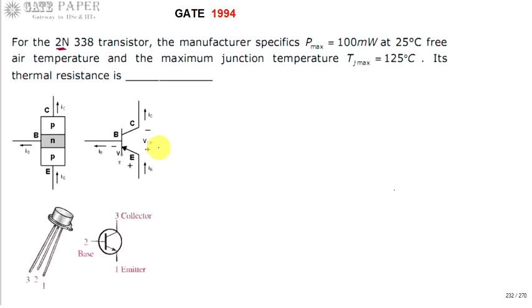Assume we are going with the PNP transistor symbol, where collector and emitter are of P type and base is of N type. There will be a PN junction between collector and base, which is JC, and between base and emitter, which is JE. Voltage across collector and base is VCB, voltage across emitter and base is VBE.